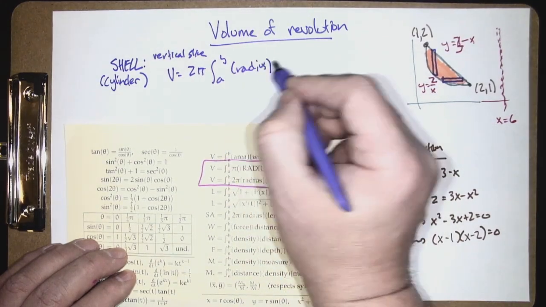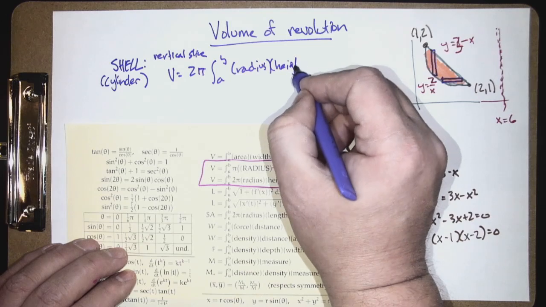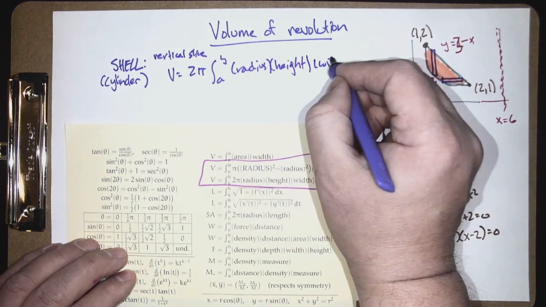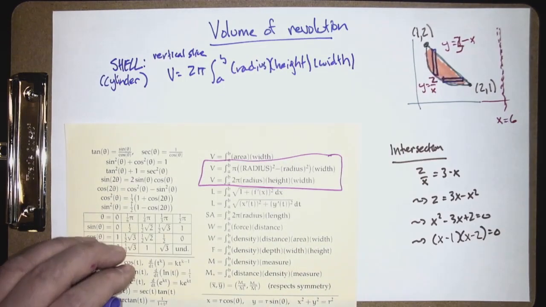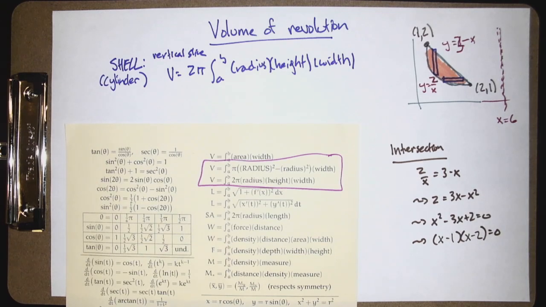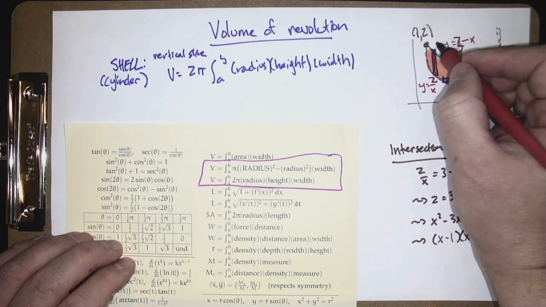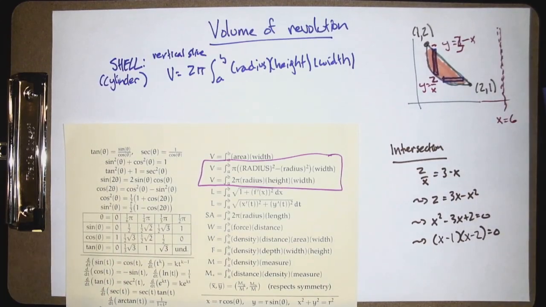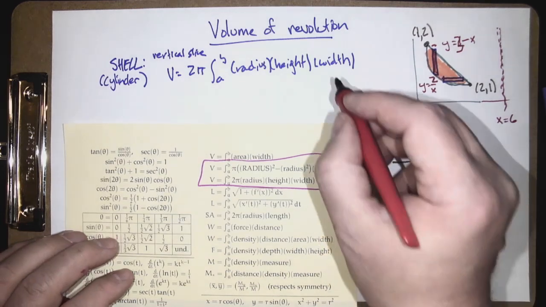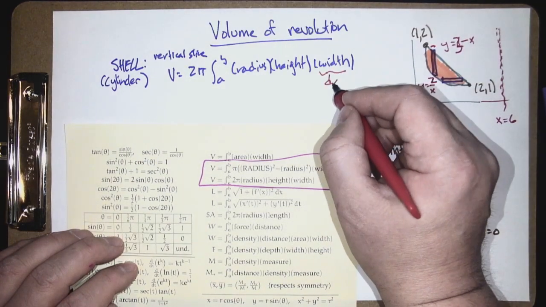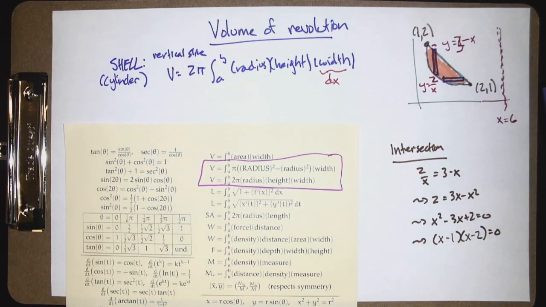Radius, height, width. There's 3 things that correspond to measurements, and so that makes sense that we get a volume out. Now width is the freebie. So width, we're looking at our vertical rectangle. Width is the length of this rectangle. What is that in our case? It's the dx. It's how that part changes, so dx.